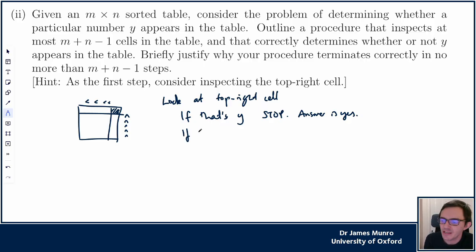Otherwise, if that's less than y, then I can say something, right? If this number up here is too small, then there's no point looking at the rest of the row, because the rest of the row is even smaller. So eliminate the top row.